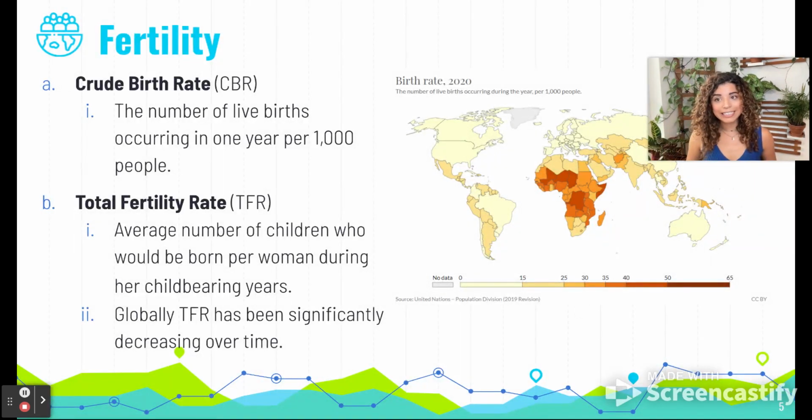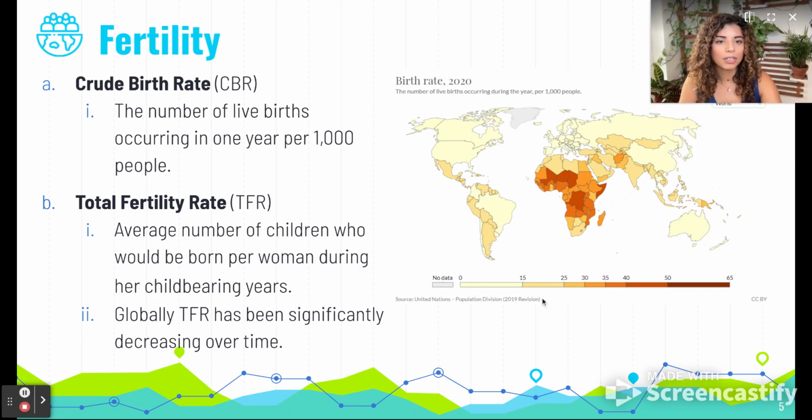For fertility, we have crude birth rate and total fertility rate. CBR is the number of live births in 1 year per 1,000 people. Here, this is showing birth rate, and you can see sub-Saharan Africa has the highest rates. This is as of 2020, and this is still true today.